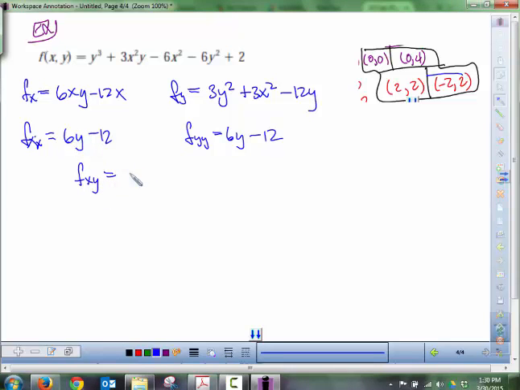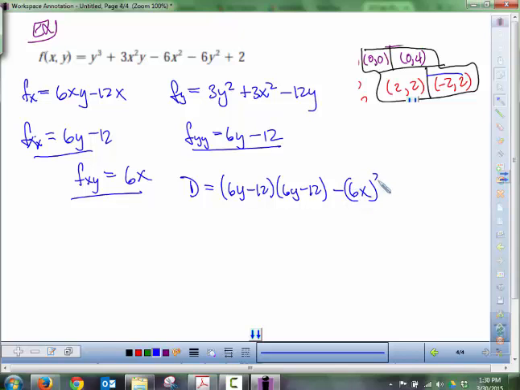fxy, the derivative of this with respect to y is just 6, and now not a coincidence. Oh, fx with respect to y is 6x. And the derivative of fy with respect to x is also going to be 6x. I'm not going to put that down. It might look too confusing. So these are the 3 things that we need to find our discriminant or our determinant. And our D is going to equal 6y minus 12 times 6y minus 12, minus 6x quantity squared.